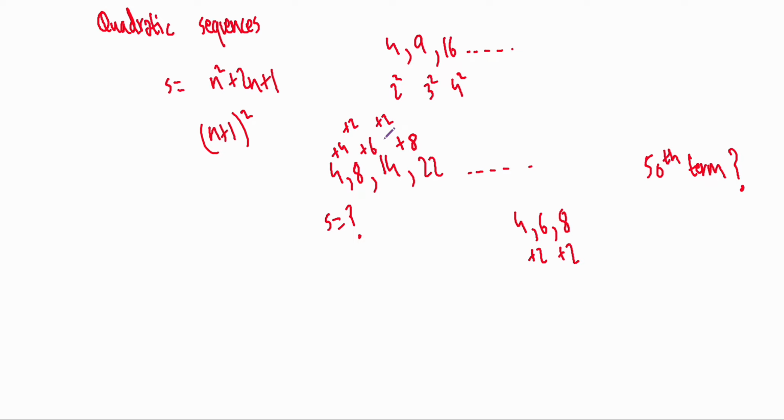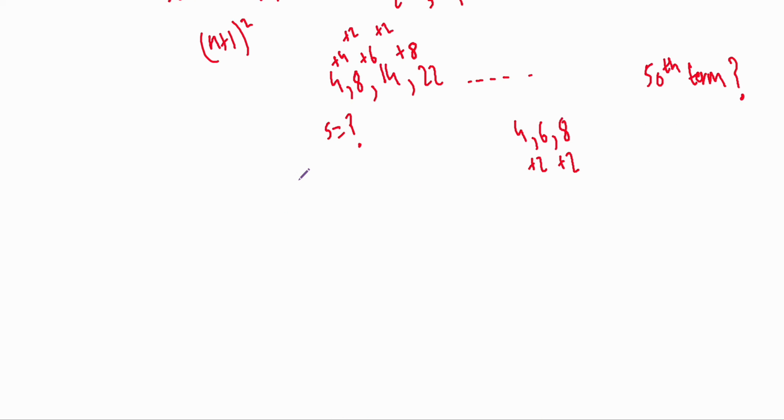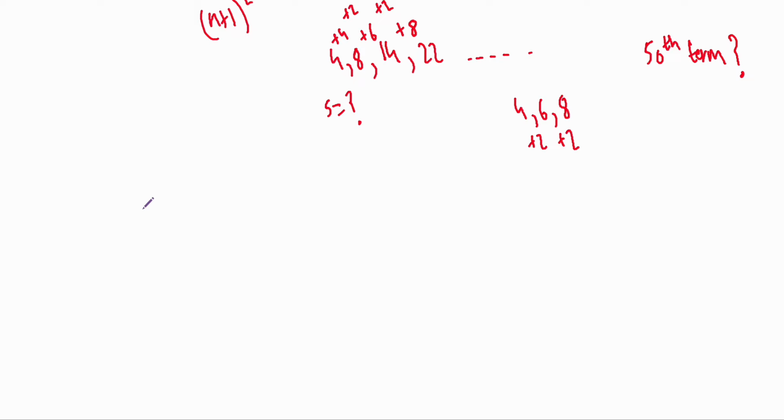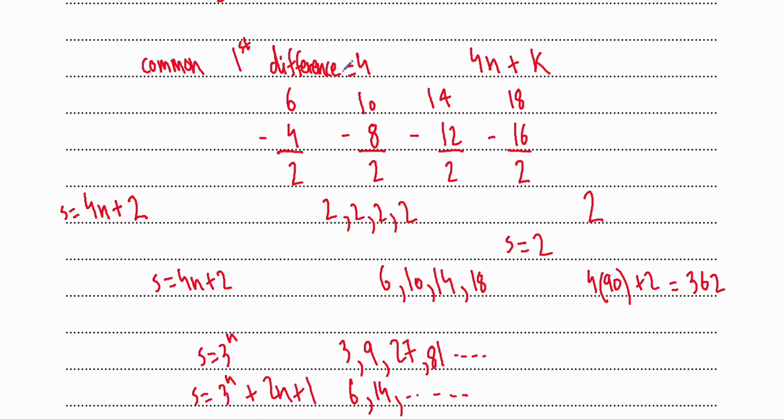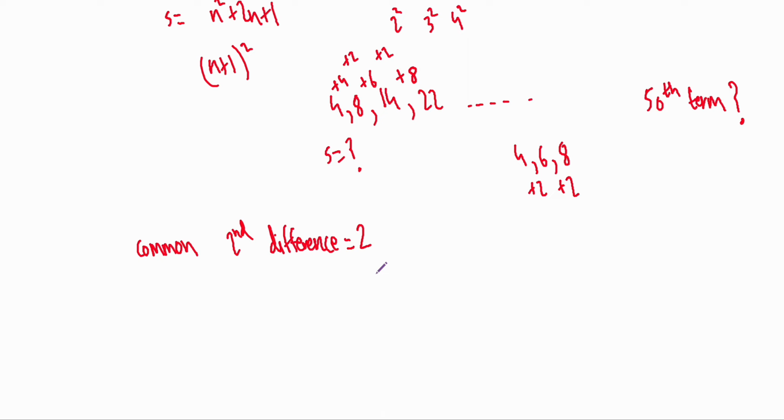So remember here was the first common difference, but now we have the common second difference. The second difference is equal to 2. So since it's a second difference, it's going to be a quadratic sequence. When it was the first difference, it's a linear sequence. So now we have the common second difference is 2, and now we know it's a quadratic sequence.